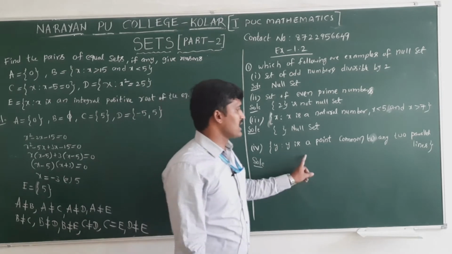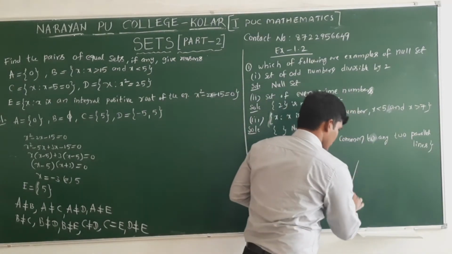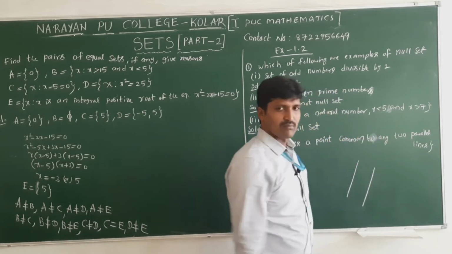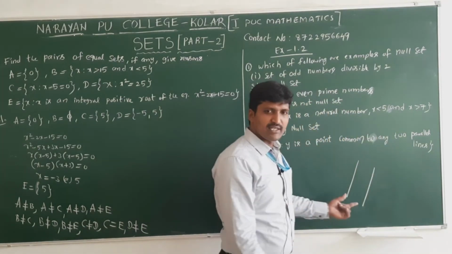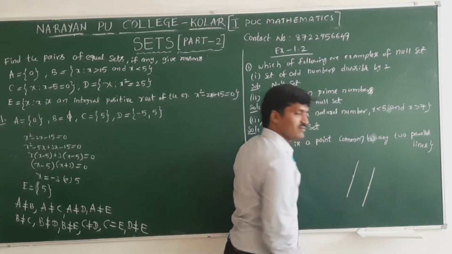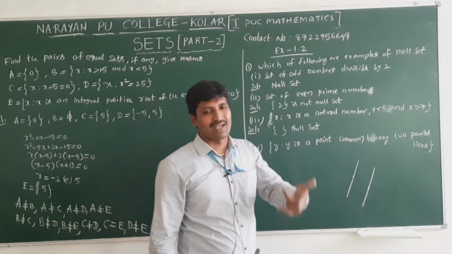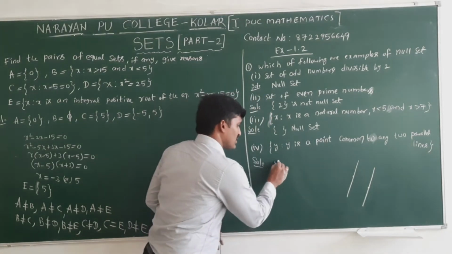Next, a point common to any two parallel lines. Will we get a common point here? No. Whatever point is on one line is not present on the other line. That's why there is no common point between two parallel lines. That's why this is also a null set.